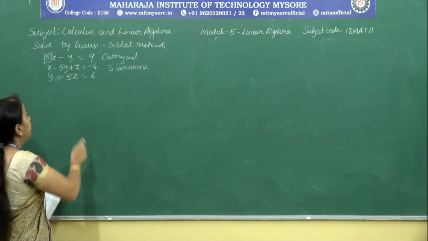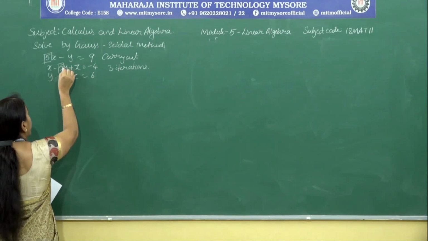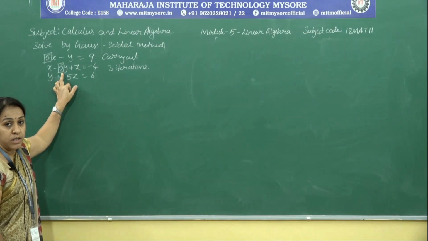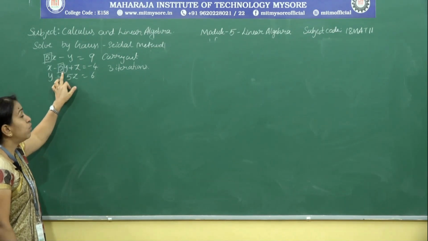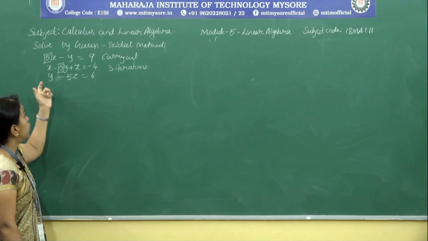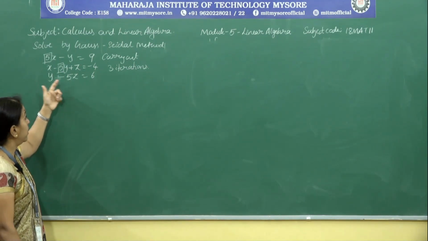In the second equation, the coefficient of y is 5, or the diagonal dominant element is 5, and compared to the other two it is more. Yes, the second equation is correct. Third equation, I do not have x, I have only y and z.